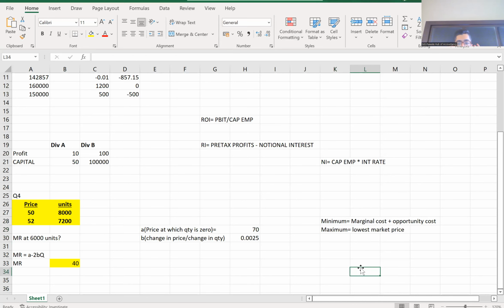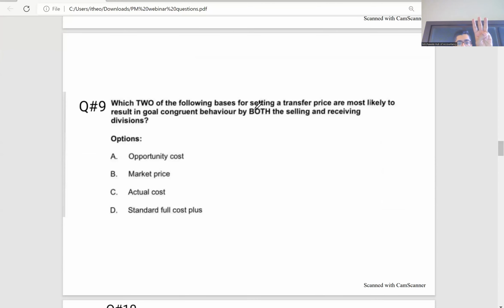So that means three things come in transfer pricing: marginal cost, opportunity cost, and market price. What's the question asking? Which two are better? Is opportunity cost better? Yes. Market price comes? Yes. Actual cost doesn't come. Full cost doesn't come. It's asking for two, so the two options are opportunity cost and market price. Okay.